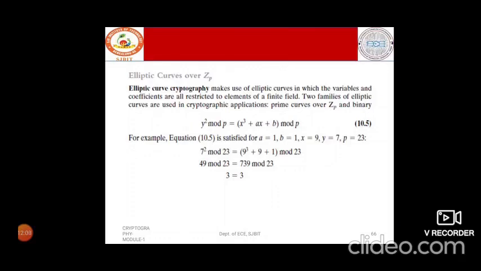So this points out that prime curves are best for software applications because the extended bit fiddling operations needed by binary curves are not required. For elliptic curves over Zp, as with real numbers, we can limit ourselves to equations of the form Y square mod p is equal to x cube plus ax plus b mod p, but in this case with coefficients and variables limited to Zp. Here we can take the values for a, b, x, y and p for the different values. So with all these values we can prove that LHS is equal to RHS.